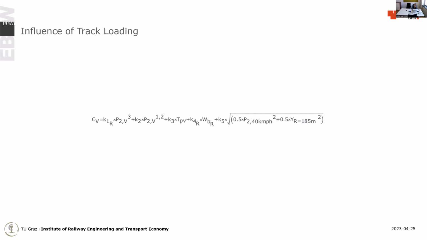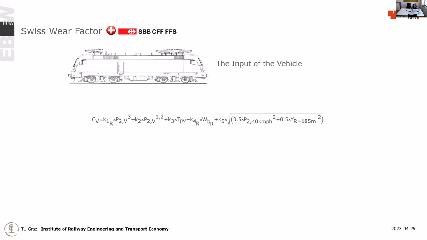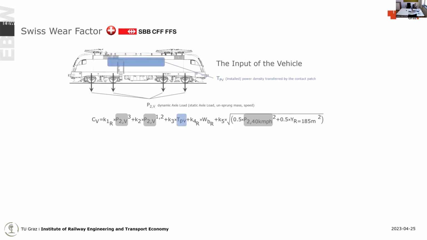But from the point of engineering, it is very reduced. What is linked here is the input of the vehicle, and this is the main input for the main processes. So it's the dynamic vertical axle load, which is something different than the weight. We have the axle load, the unsprung mass, and the speed level there. Then we have the applied traction force, the power density that is transferred in the contact patch.